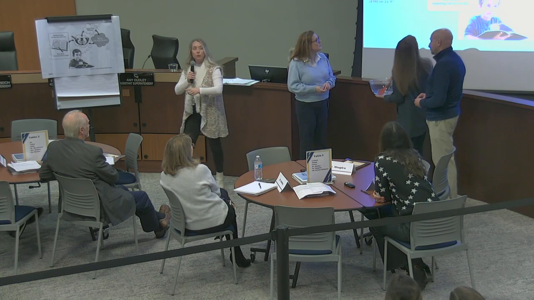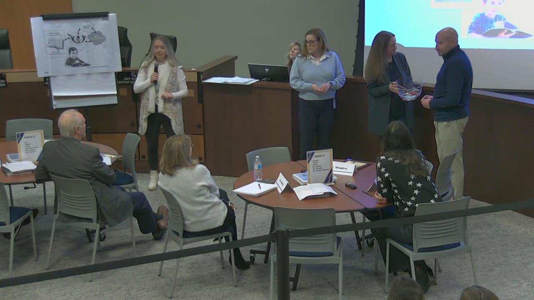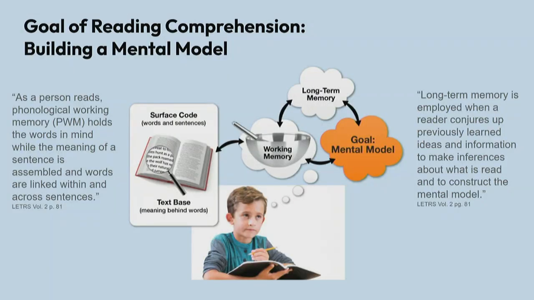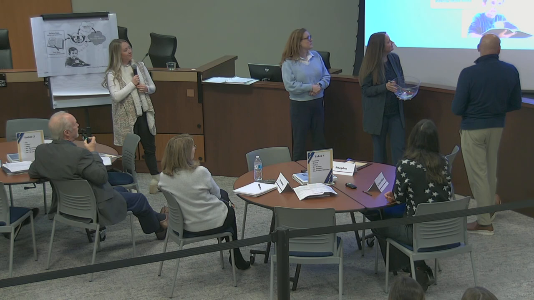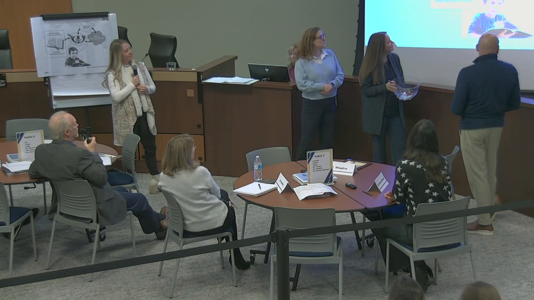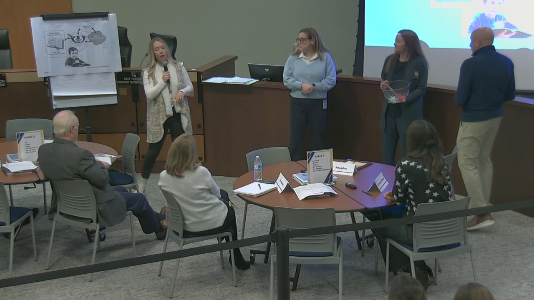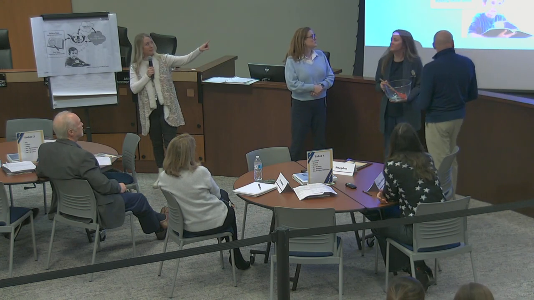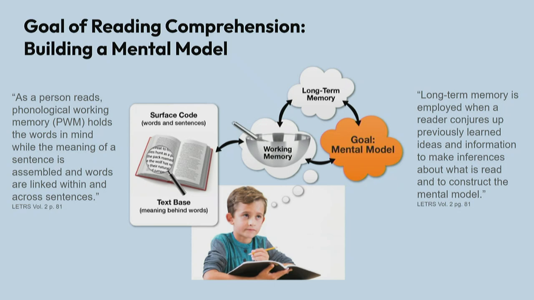All right, can I have another volunteer read the other sentence about long-term memory? Thank you. Long-term memory is employed when a reader conjures up previously learned ideas and information to make inferences about what is read and to construct the mental model. Okay, so when long-term memory is employed, what is conjured up? Previously learned information. If I think about Scarborough's rope, that's the top strand. That's background knowledge. All the knowledge I have is conjured up right away.